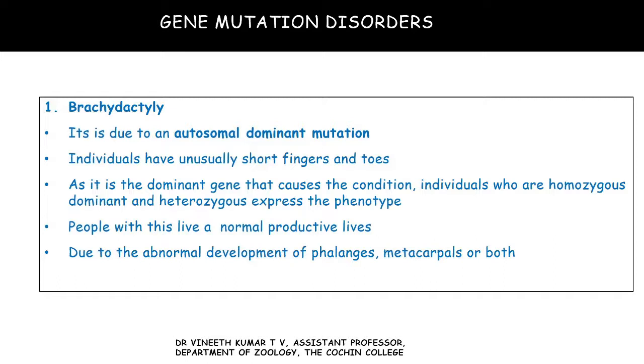The people who have this condition can live a normal productive life, facing just the difficulties due to the short fingers and toes. Other than that, all the other phenotypic and genotypic features, metabolism, etc., will be normal. Brachydactyly occurs due to the abnormal development of phalanges, metacarpals, or both.